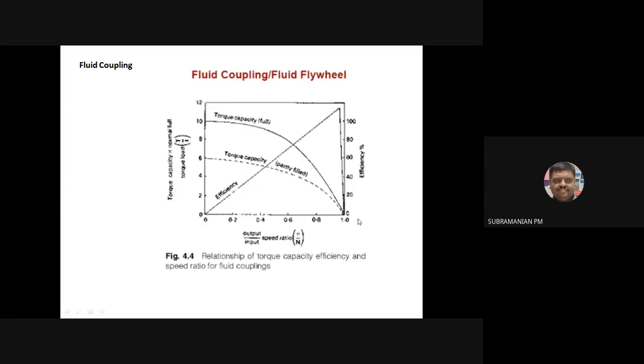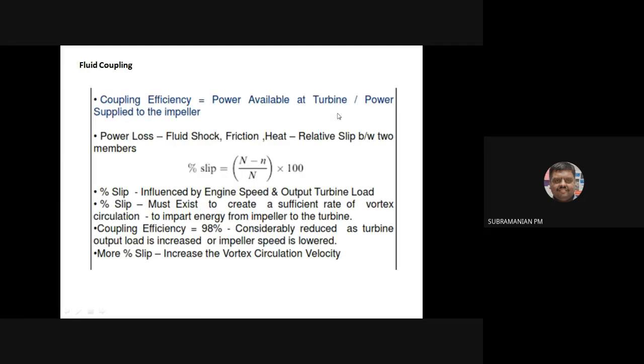So you may think that here I have shown the coupling efficiency reaching a maximum value. But practically, coupling efficiency will not reach 100. It will be 98. It will not reach 100 because my turbine output load will be increased, or the impeller speed is reduced, or due to some other factors. The most important point to discuss is that whenever percentage slip is more, I am increasing the vortex circulation velocity. That is, my fluid will be circulating around the vanes of the impeller as well as the turbine.